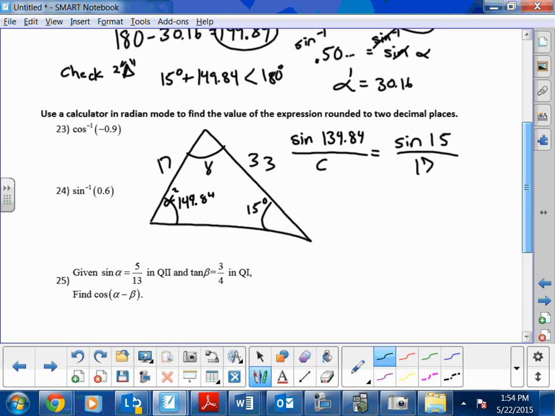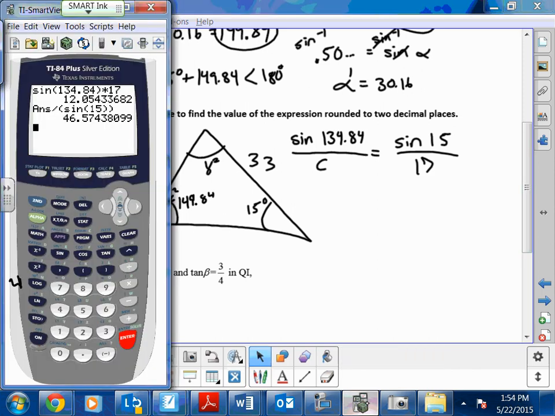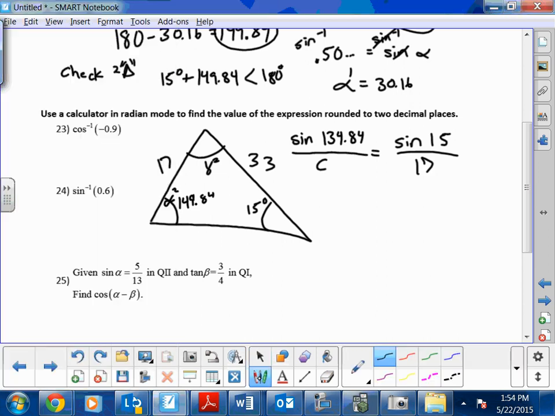Gamma 2 means that we're going to have possibly another value. Well, let's go ahead and see what it would be. Let's do 180 minus 149.84 minus 15. Here you go, 15.16. So we got 15.16 as well. We can come up with a new C because now we have this proportion.